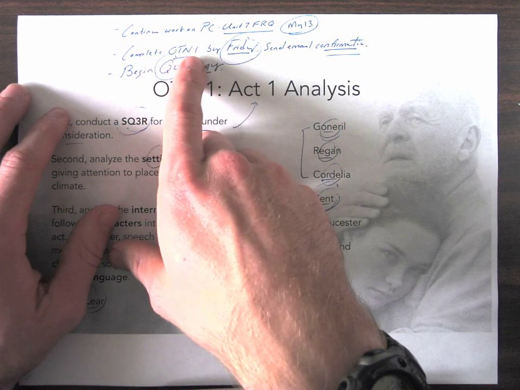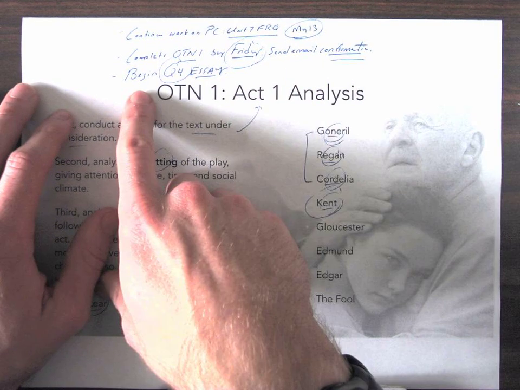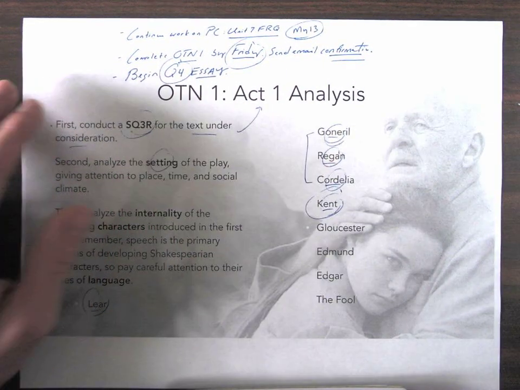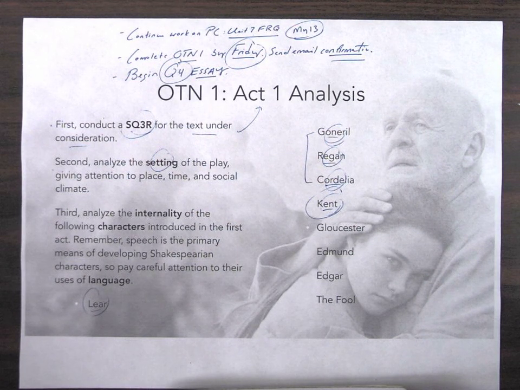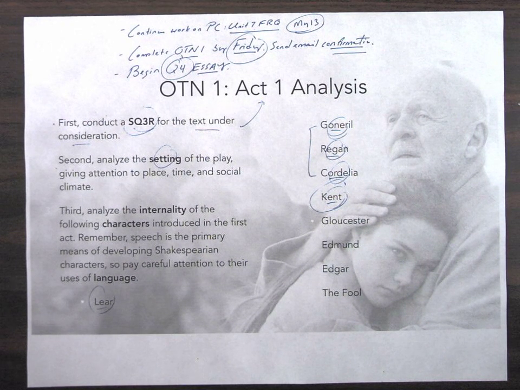We need to complete OTN 1, which is this, by Friday, and send me some email confirmation that that is done. And you need to begin your quarter 4 essay, which is actually going to be about some of the pieces of text that we are looking at today. That essay is going to require you to execute some of the basic principles of prose close analysis. In other words, looking at how an author, namely Shakespeare here, is using literary devices, using language, using the details of the written text in order to illustrate or characterize or develop certain impressions.